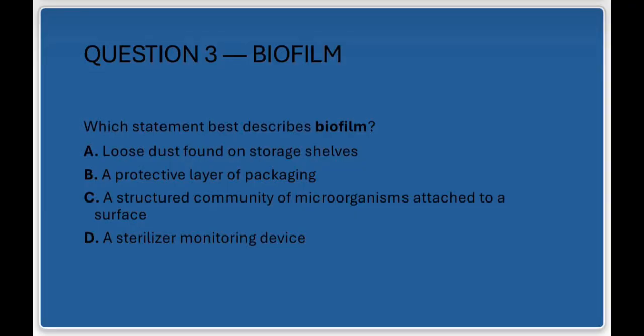Which statement best describes biofilm? Option A, loose dust found on a storage shelf. B, a protective layer of packaging. C, a structured community of organisms attached to a surface. D, a sterilizer monitoring device.